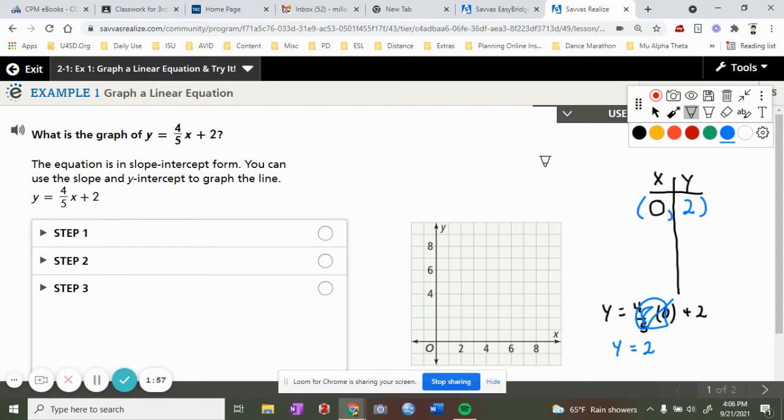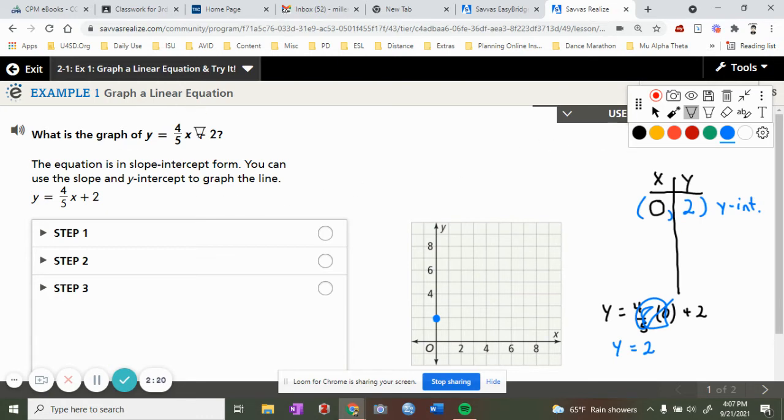Remember, when we are graphing, we follow the x-axis first, which is our horizontal, and then our y-axis second, which is our vertical. So I am going to plot the point 0, 2 on my y-axis, since that is my y-intercept.